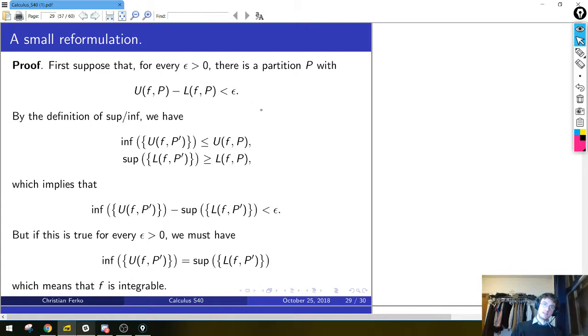Okay, thoughts on the first half of the proof? This is all clear. Okay, good.